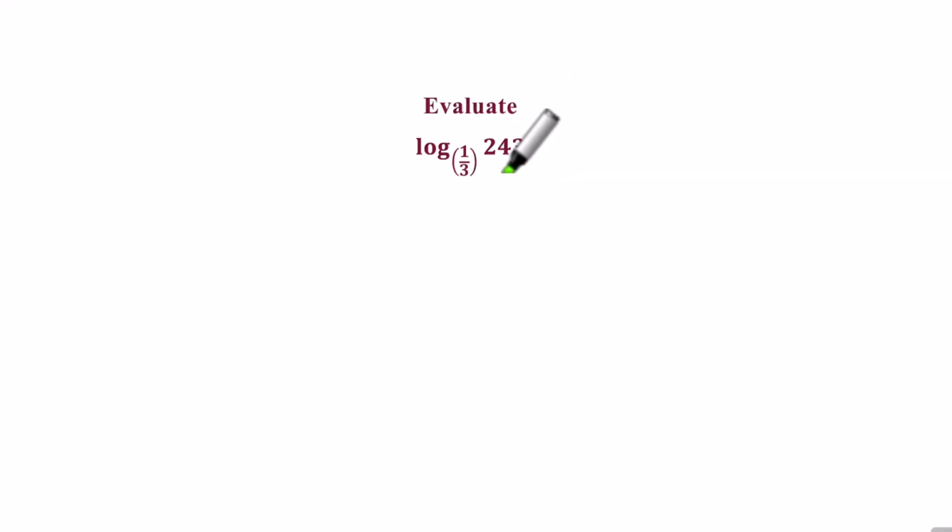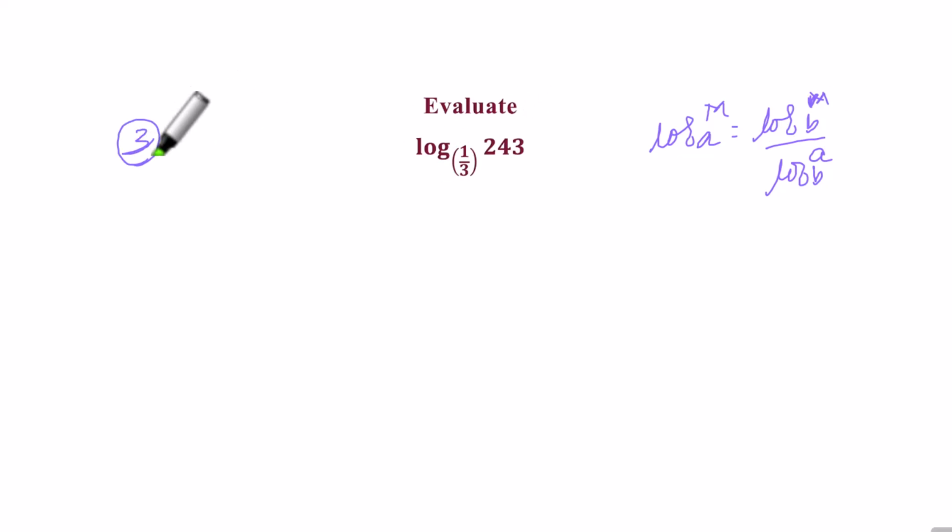Here, to evaluate the logarithm of 243 in base 1 over 3, you should use the common base logarithm formula as we did before. For logarithm of m in base a, you can write logarithm of m to base b over logarithm of a to base b. So for these two, the base can be 3. So you can write this as logarithm of 243 in base 3 over logarithm of 1 over 3 to base 3.